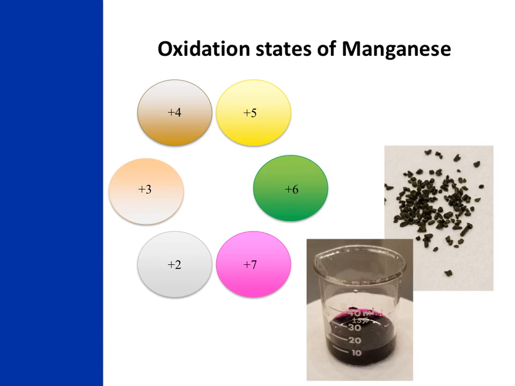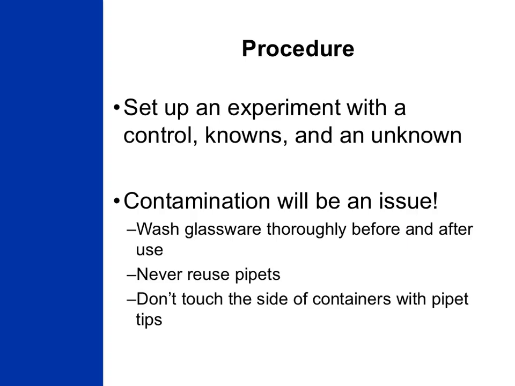So in lab, what we're going to do is set up an experiment and test a series of known solutions, that we know what they are, and see how they behave. And we're going to compare that with a control solution and an unknown.